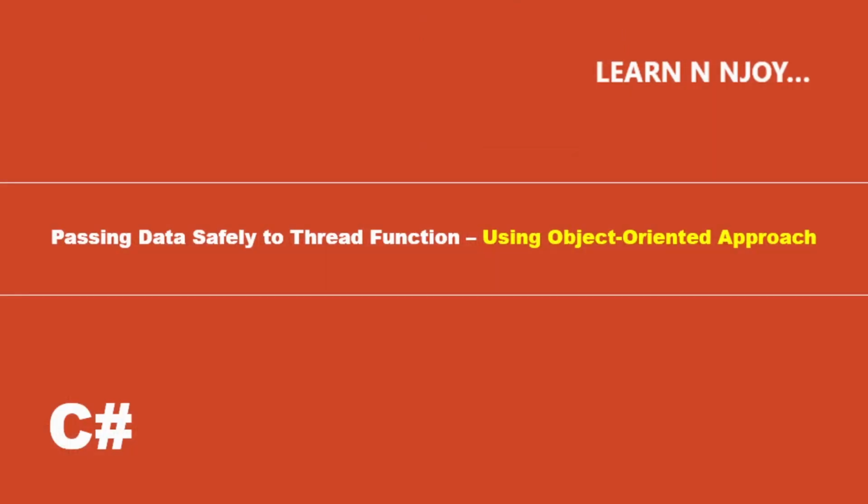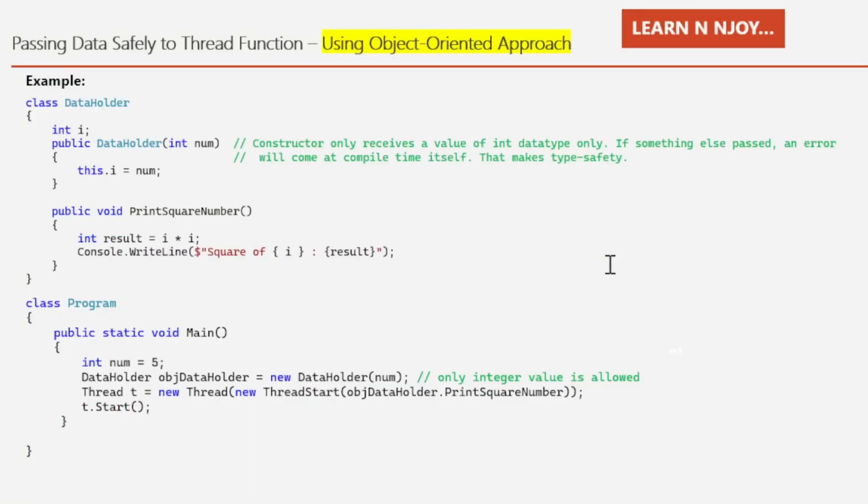Passing data safely to a thread function using the object-oriented approach. This is one of the approaches to ensure type safety while passing data to a thread function. In this approach, we'll encapsulate the thread function and the data we want to pass into a class. Let's try to understand with the help of the example shown over here. There is a class named DataHolder that has an int i variable declared over here, and we have defined a constructor to initialize our data and a method PrintSquareNumber to perform the required operation. This method is going to perform the square operation and print the statement in the console window.